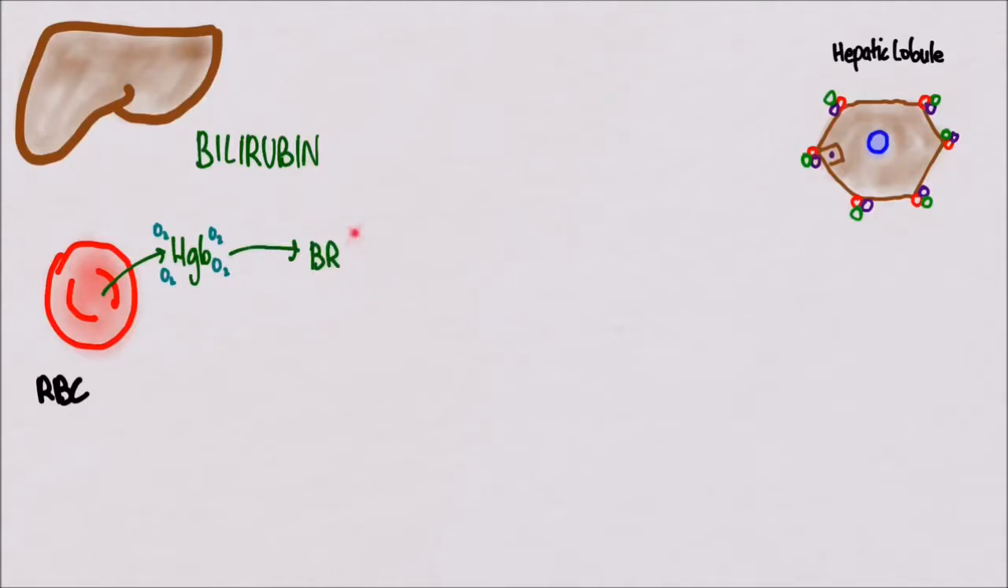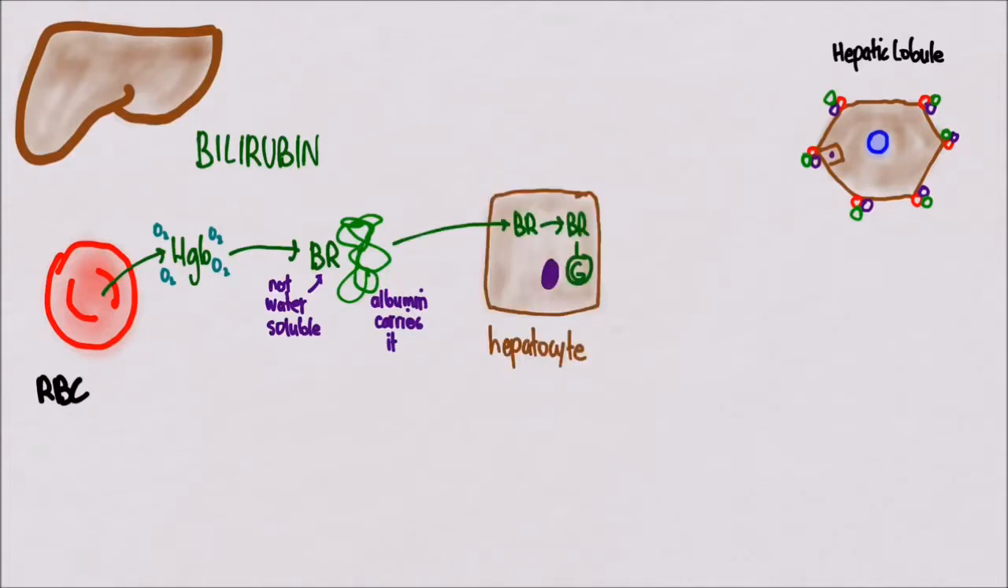Now, this thing is not soluble in water or blood, and so it needs to be carried around. And who does the carrying? Albumin does. So this bilirubin needs to be made water soluble so that we can get rid of it, and so we take it to a hepatocyte where it can get conjugated with this glucuronyl group here, which I depicted with a little G on it.